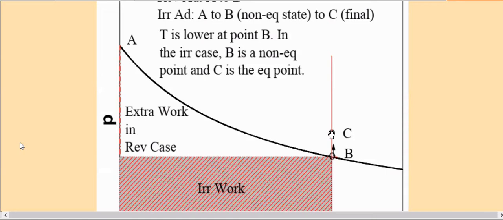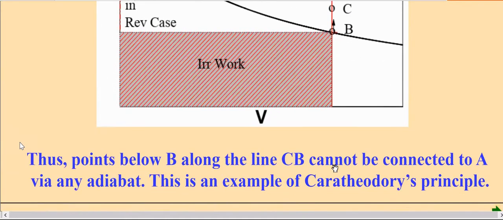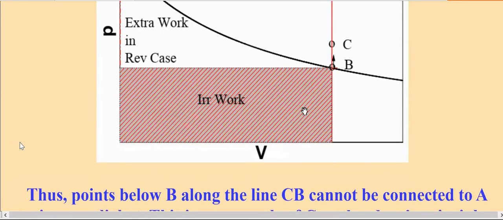Because C is connectable to A via the irreversible adiabatic path, but any point below B cannot be connected, because you cannot do more work in the irreversible process. Since you cannot do more work at the expense of more internal energy, you cannot reduce the temperature more, or the pressure more, because the volume is fixed. So, this is another realization of Caratheodory's principle, which was stated very generally, but here in the context of an ideal gas you can get the essence of it: there are certain points which cannot be connected adiabatically with respect to a given point.